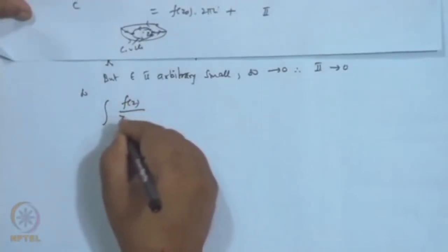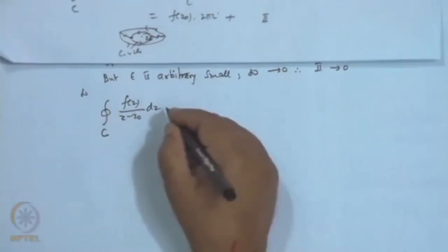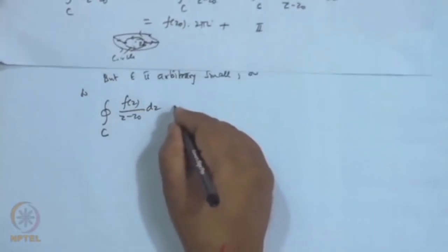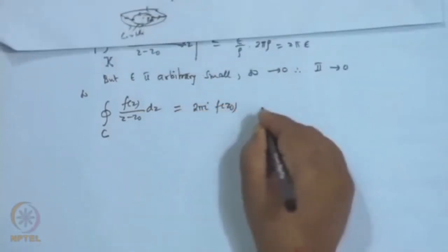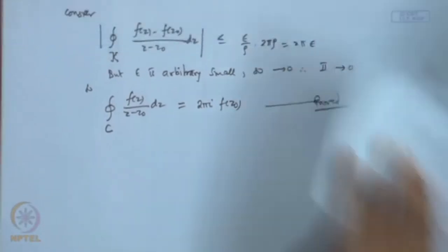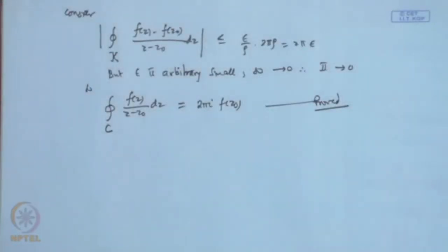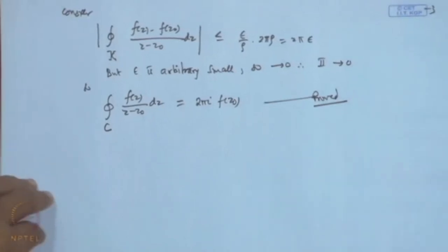So we get, finally, the integral of the function f(z) over (z - z0) along any simple closed curve C, which encloses the point z0 and f is analytic throughout, will be equal to 2 pi i times the value of the function f(z0). That is proved. Clear? Now examples we have already seen, so need not worry.